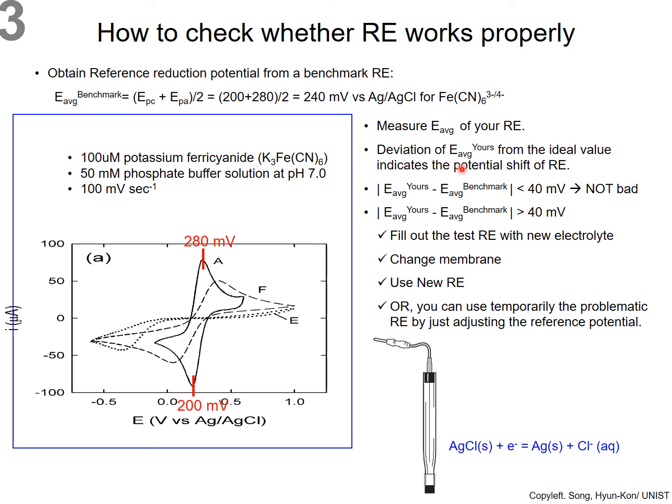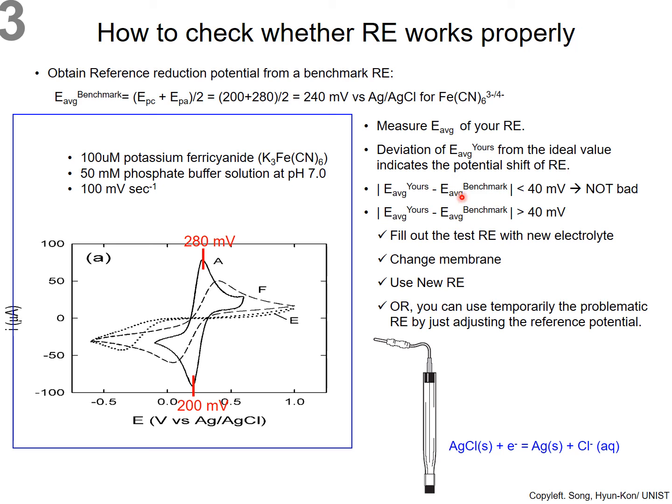Deviation of the average potential of your reference electrode from the ideal value of the benchmark reference electrode indicates the potential shift of the reference electrode.